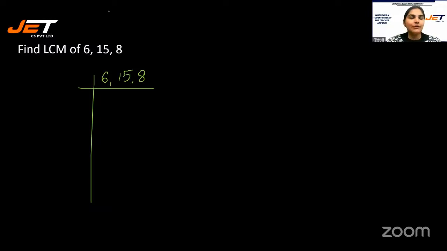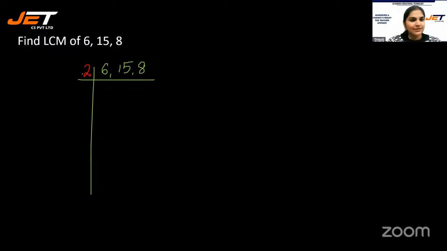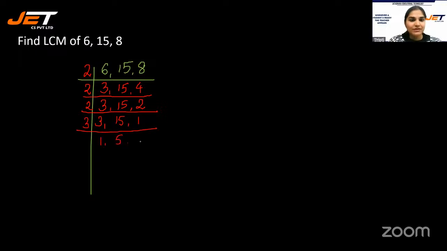Okay, let's see how to do it. 2, because 6 is divisible by 2, 8 is divisible by 2. 2 times 3 is 6, 15 is not, so I'll write 15 like that only. 2 times 4 is 8. Then again 2, because I know 4 is divisible by 2. 3 and 15 will be like that only. Again, I will take 2 because 2 times 1 is 2. Now next is 3. 3 times 1 is 3. 3 times 5 is 15. And lastly, 5. 5 times 1 is 5.